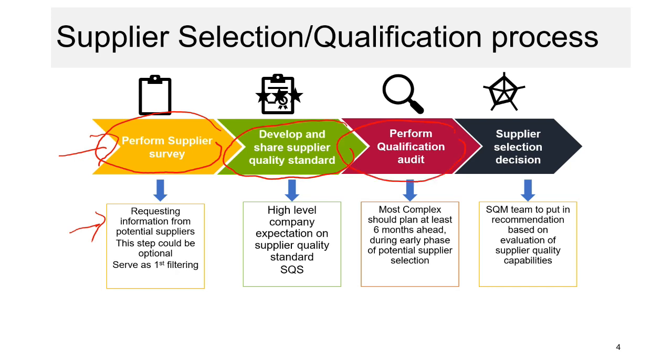Perform qualification audits. This step is the most complex and it should be planned at least 6 months ahead during the early phase of potential supplier qualification. And finally, suppliers' decisions, where the SQM or the supplier quality management team will put in recommendations based on the quality evaluation of suppliers' capability. In the next few slides, we shall zoom into each and every section in even more detail.